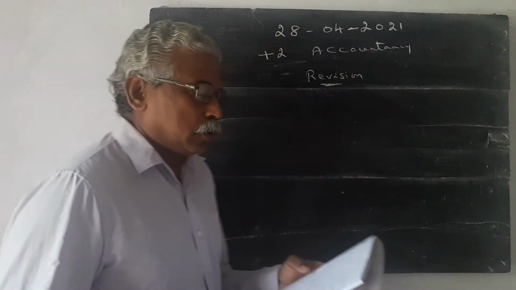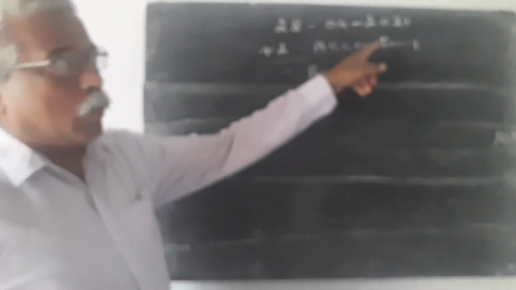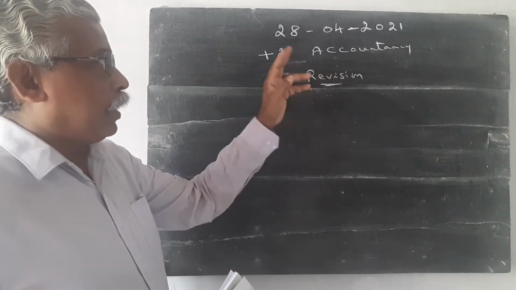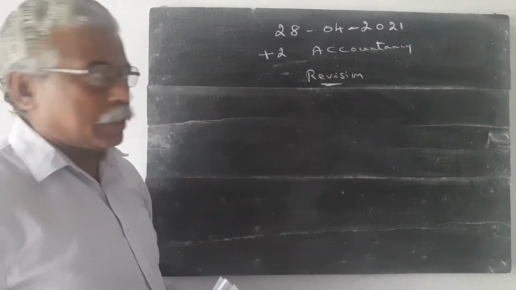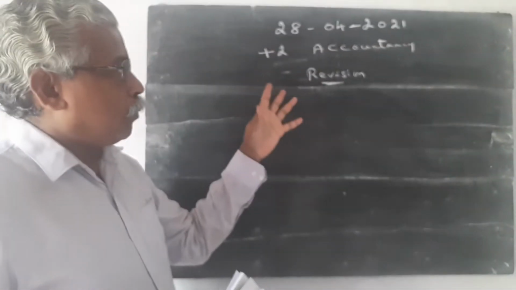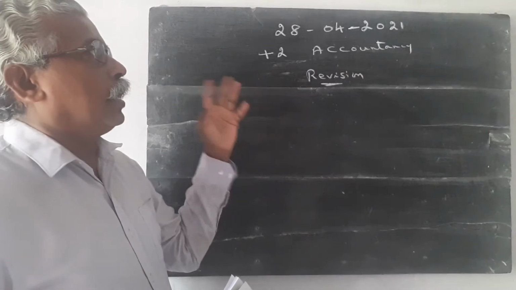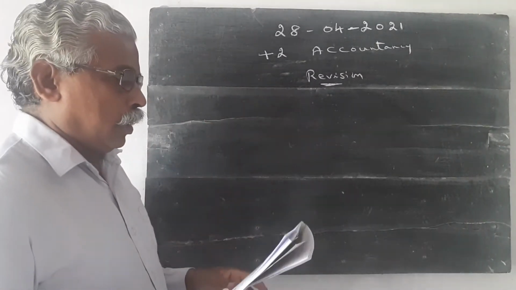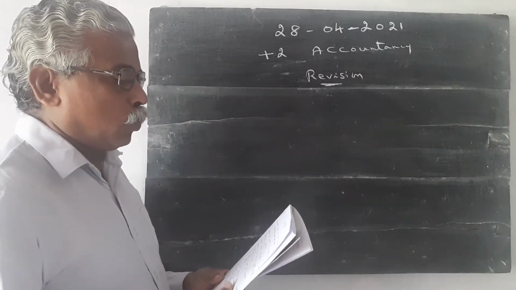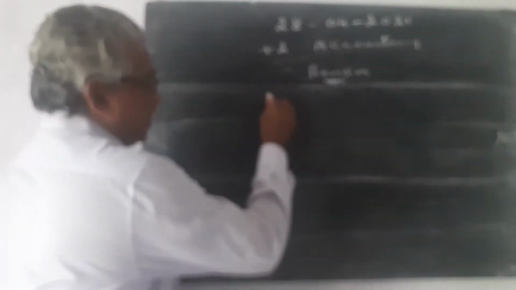Dear students, today I am going to revise the plus 2 accountancy portion. Already last class we studied some questions. The same chapter we will study the remaining portion. First we study the one word questions, accounts from incomplete records.